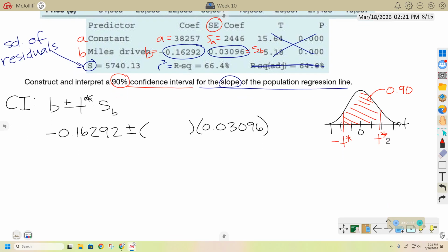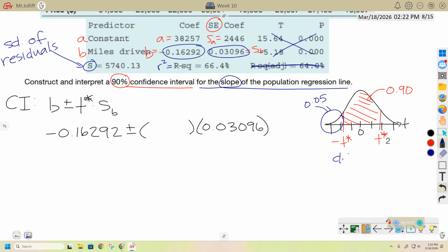In order to find my t-star, I need 2 things. First, I know inverse t wants the area to the left. So if 90% is in the middle, how much is left for the tails? 0.05. 5 and 5. 10 total, cut in half because it's symmetric. So 0.05. I need degrees of freedom.